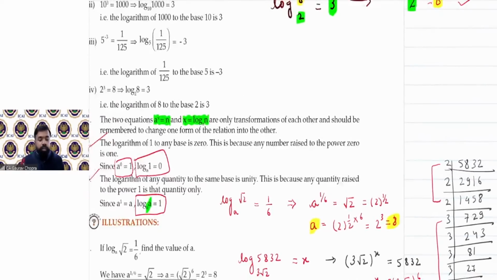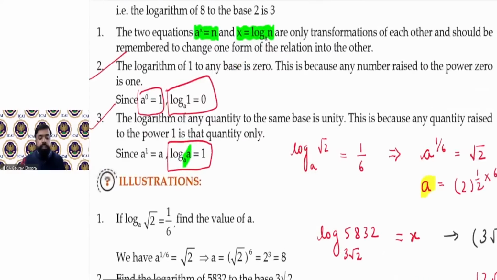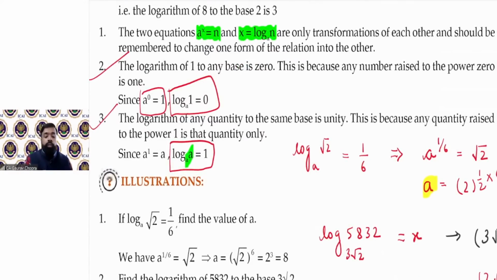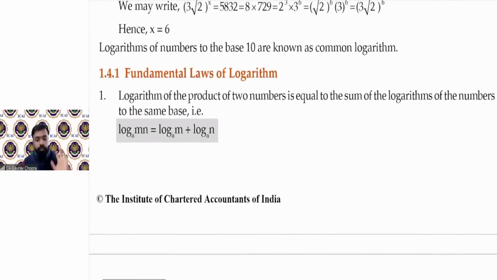Then we have done these two properties, which say log of 1 is always equal to 0. Base can be anything, whether it is a, it is 5, it is 10, it is 100. Log 1 is always 0. And the last property was log of a with base a is equal to 1. Whenever these two numbers are the same, the result is 1. Okay. So this we have done.